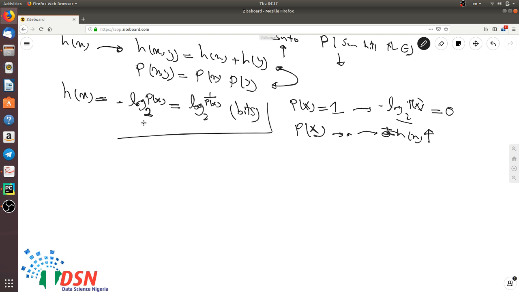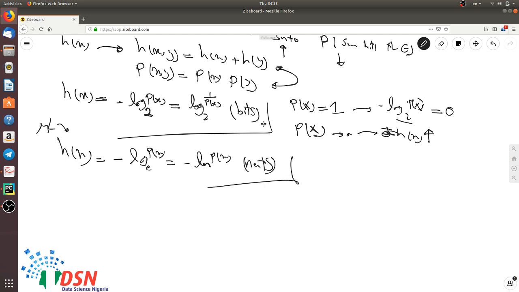In machine learning, it is pretty common to use the natural logarithm instead of basis 2. So in machine learning we will use this formula: minus ln p of x, and it is quantified by nats, in comparison with bits, which has basis 2 for the log. When the basis is the natural logarithm, we call it nats.